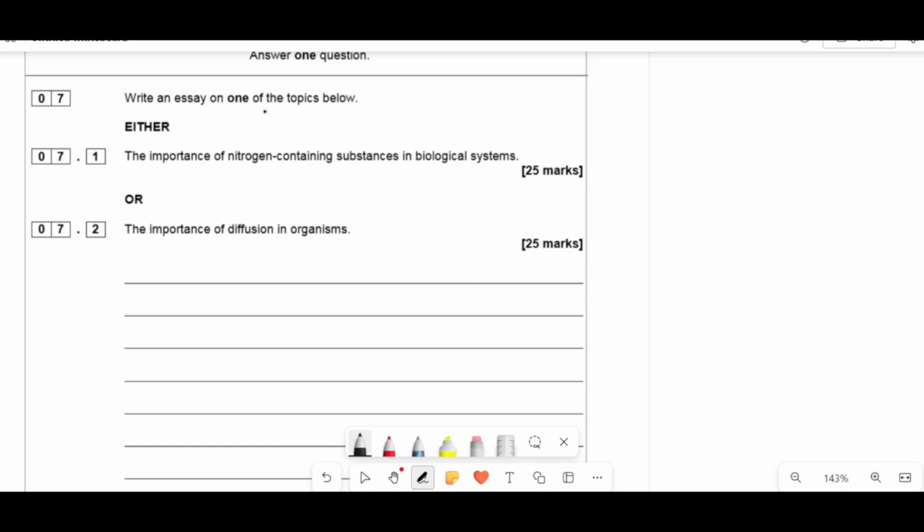So now for the essay, it says write an essay on one of these topics: the importance of nitrogen-containing substances in biological systems and the importance of diffusion in organisms. Now, I ain't gonna lie, if you're choosing the nitrogen one, you are a very interesting person, but whatever, you do you.